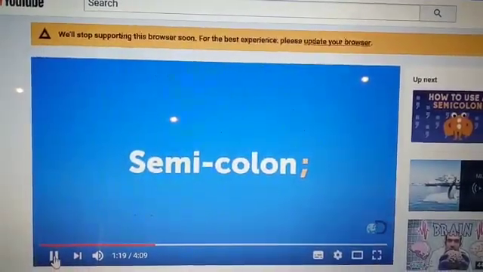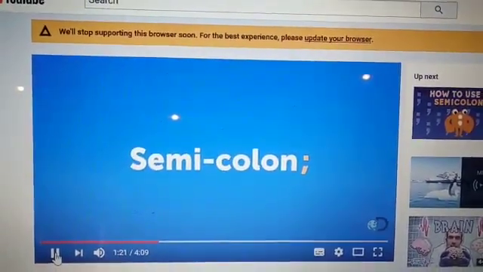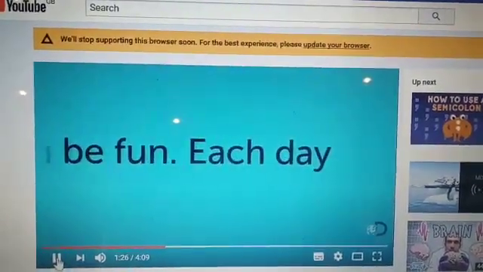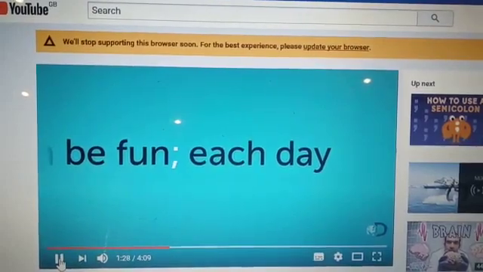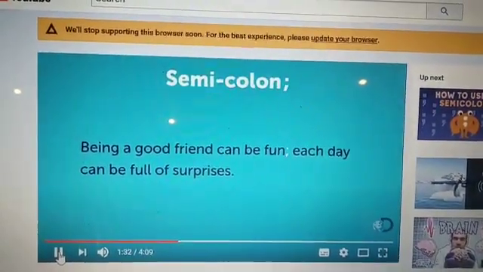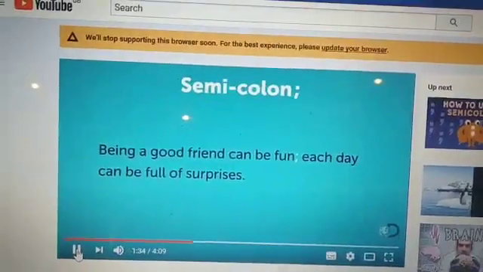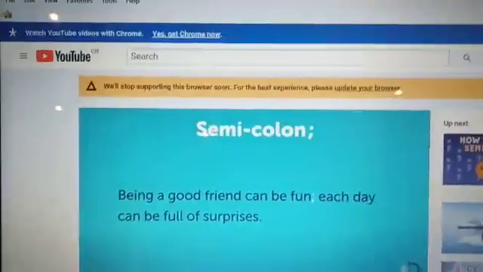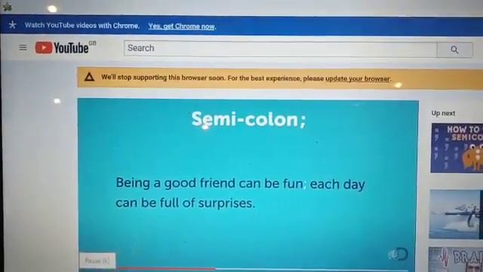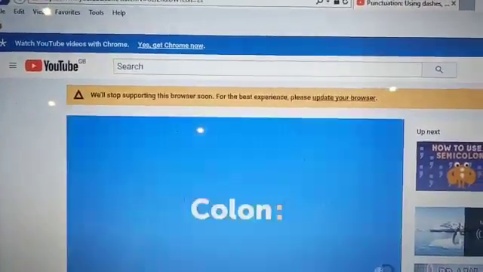Now, let's use a semicolon. Returning to the sentences, a semicolon can join them. Being a good friend can be fun; each day can be full of surprises. The 2 sentences are now linked. A semicolon is more formal than a dash.